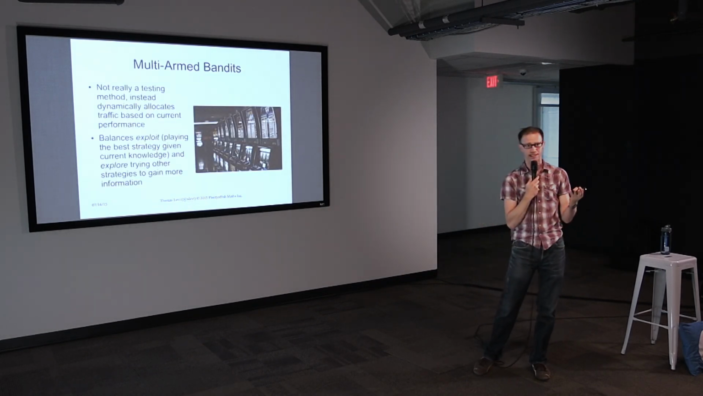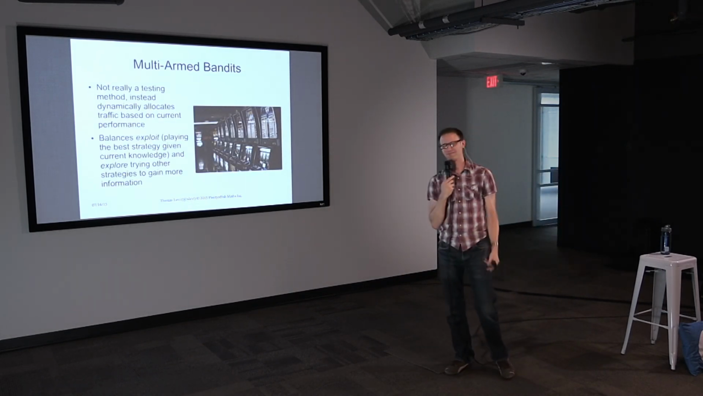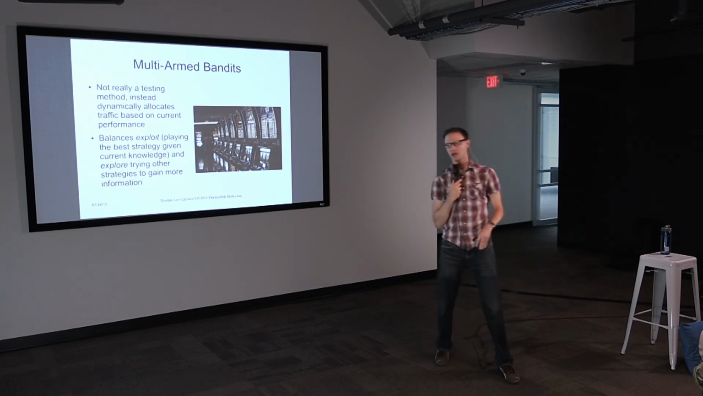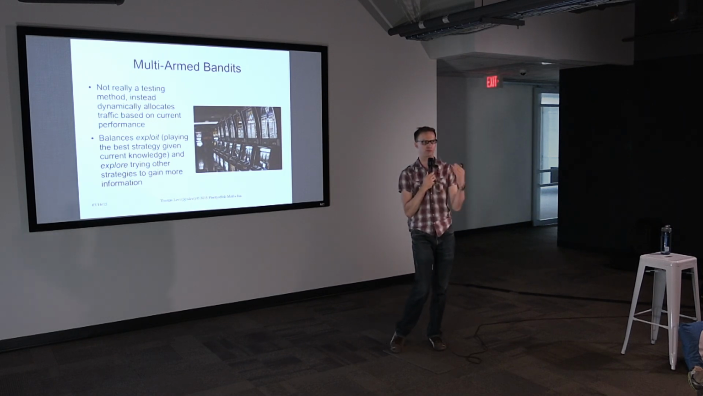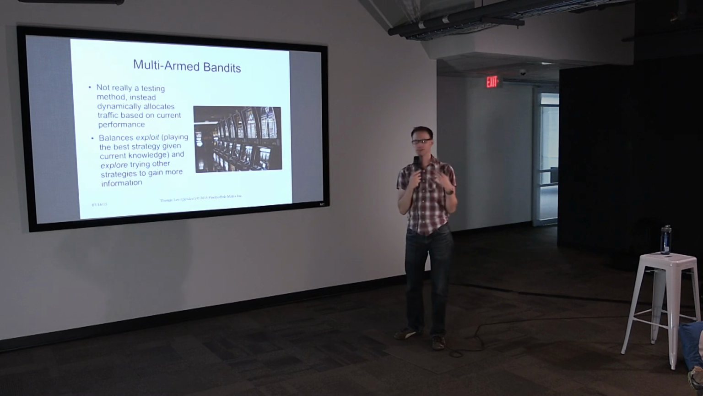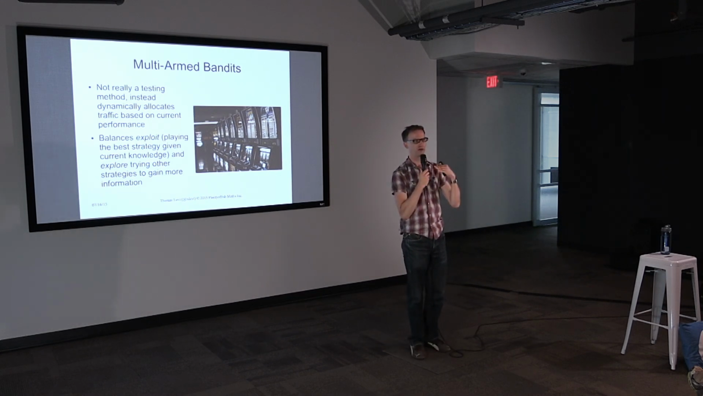Okay, multi-arm bandits. So multi-arm bandits, they're not really a testing method. What they essentially do is dynamically allocate traffic to the better performing page or whatever it is. And that's based on the current performance. So you start them off all equal.